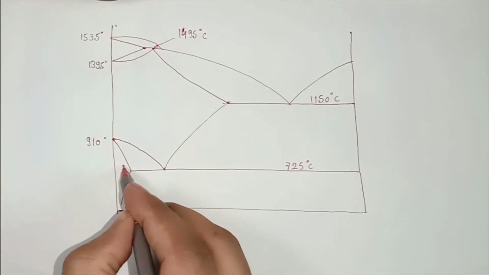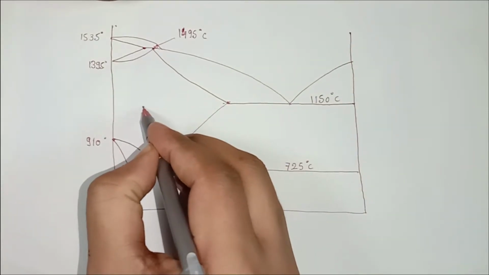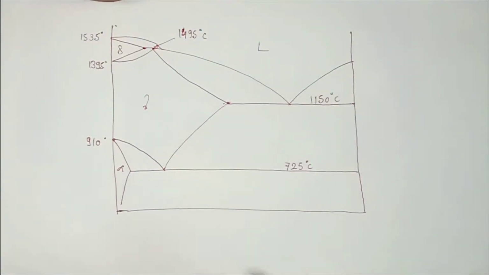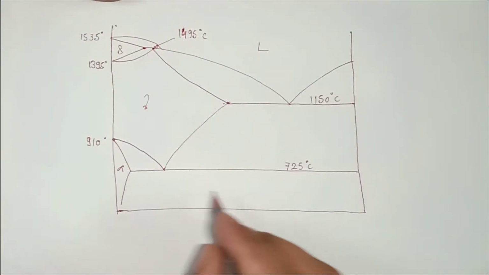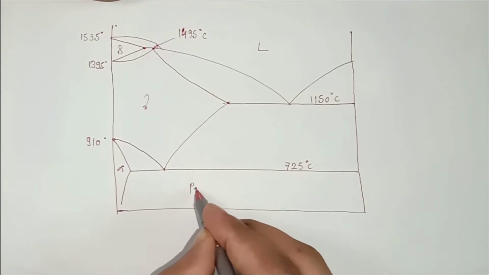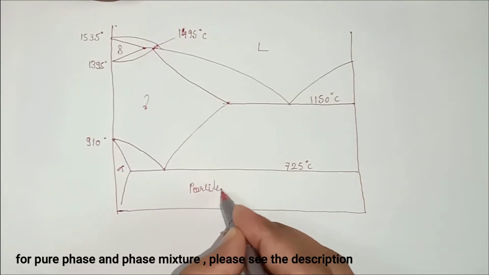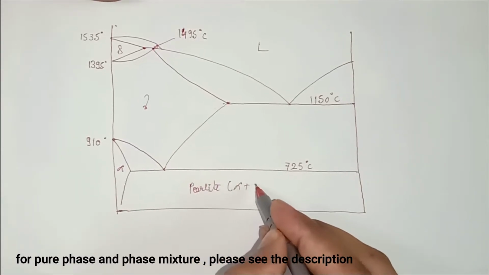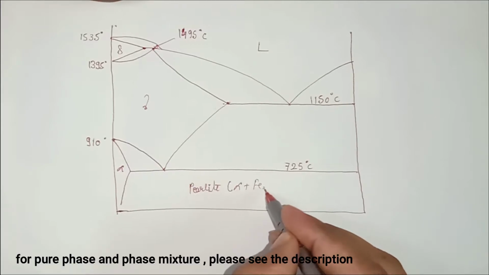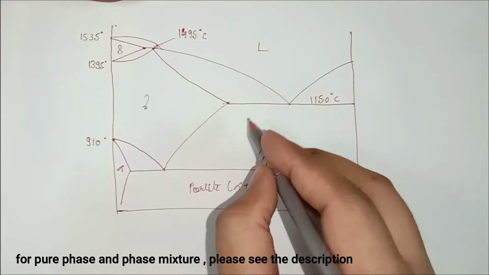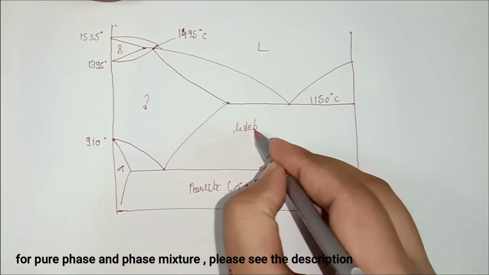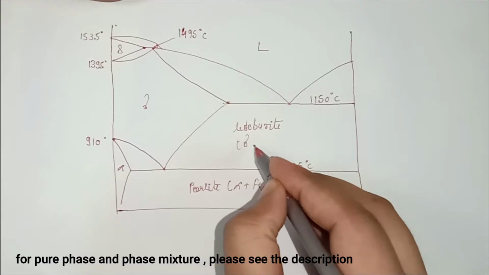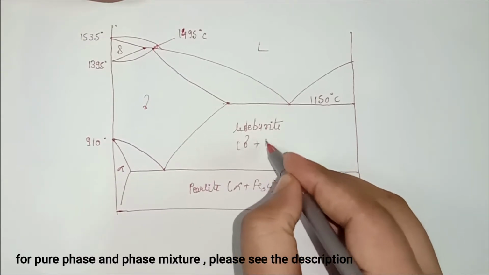This is alpha ferrite. This is gamma austenite. This is delta ferrite. This is liquid. This zone is called pearlite. Pearlite is a phase mixture of alpha and iron carbide. This zone is ledeburite, and this is also a phase mixture of gamma austenite and iron carbide.